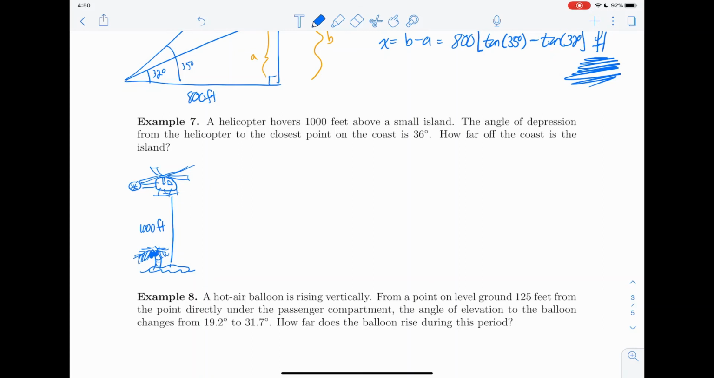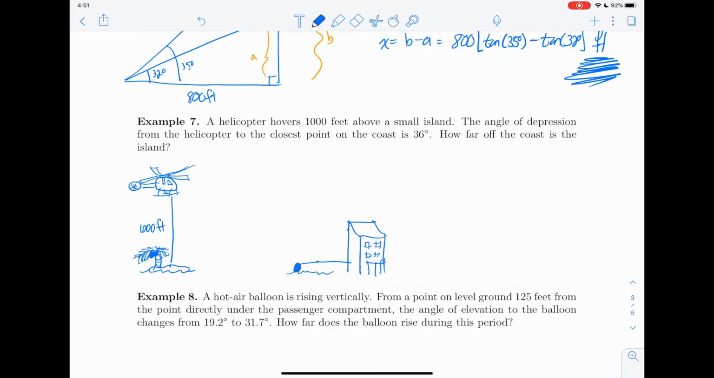Okay, there's our helicopter. It tells us the angle of depression of the helicopter to the closest point on the coast, which is going to be the coast of, say, the mainland. So maybe this is the mainland over here. We've got some sort of genuine coast, and maybe some office buildings over here, actual places where people live and so on. So here's the coast.